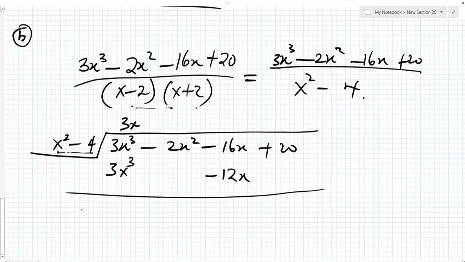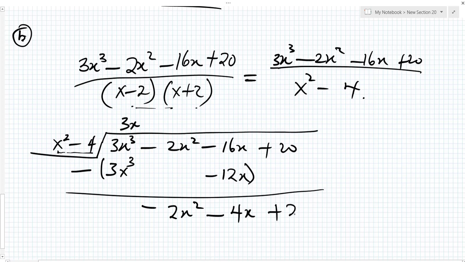Now, if I subtract the whole of this, this minus this will cancel out. You're left with minus 2x squared minus 16x, now plus 12x will give you minus 4x plus 20.